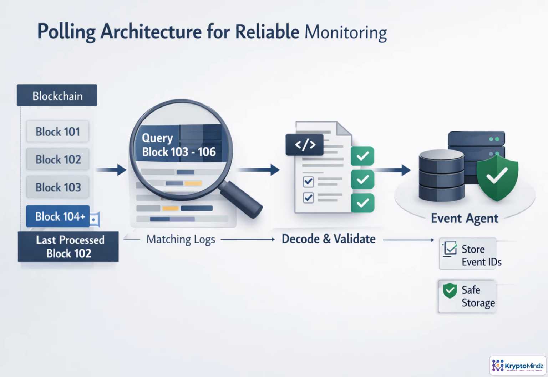Polling works best as a disciplined loop. The monitor remembers the last processed block, then asks the chain for logs only within a bounded range, like 103 through 106. Each matching log is decoded, validated, and converted into a workflow input. After the agent handles it, the system records the event ID and advances the checkpoint. That checkpoint makes restarts safe, prevents duplicates, and keeps RPC calls predictable.